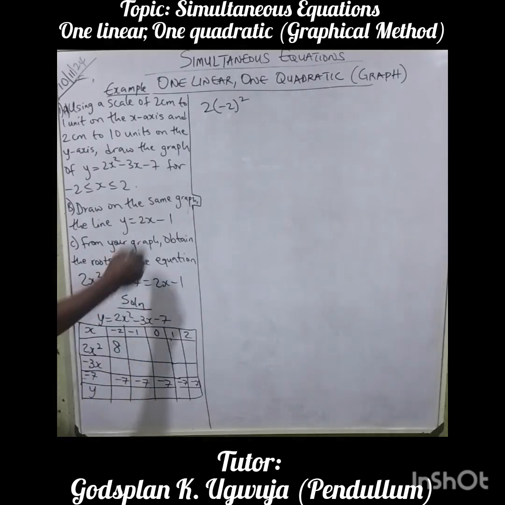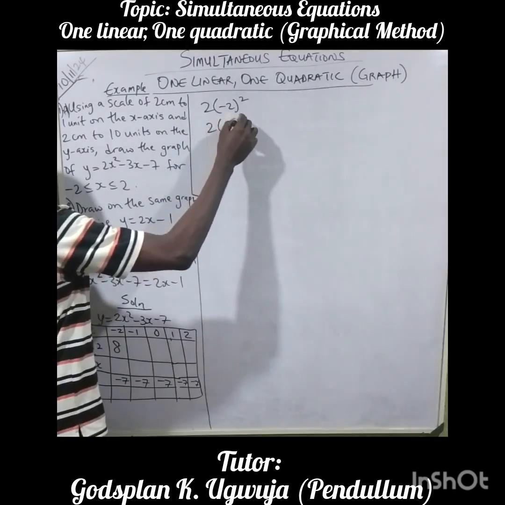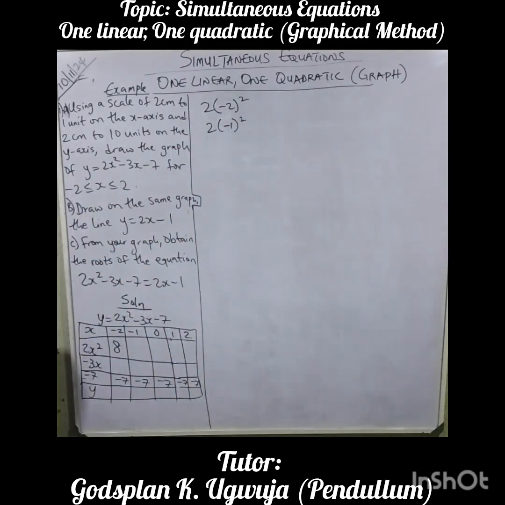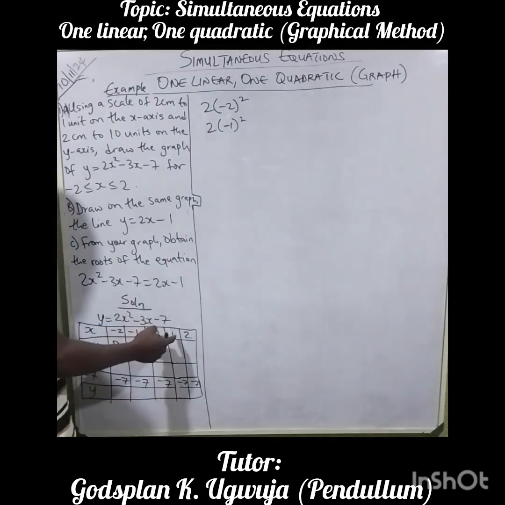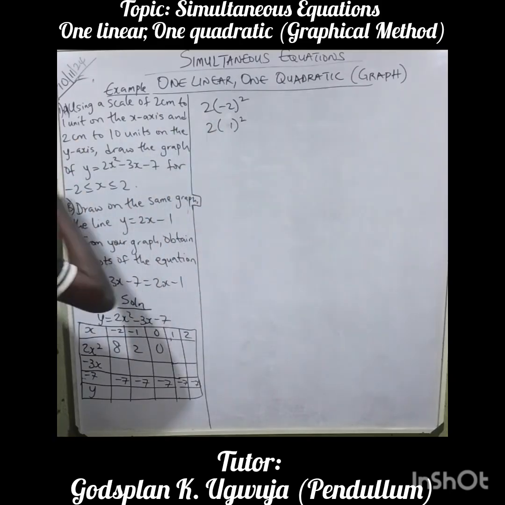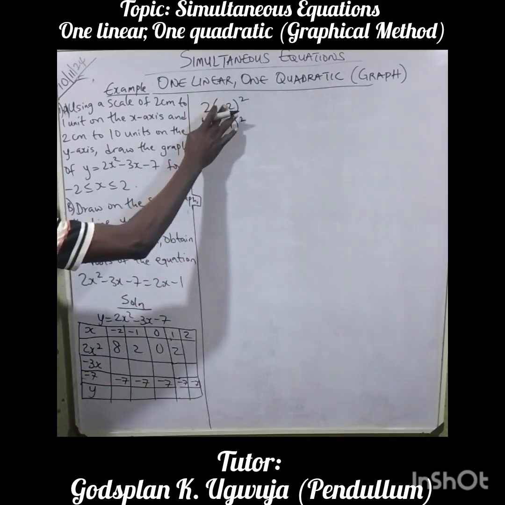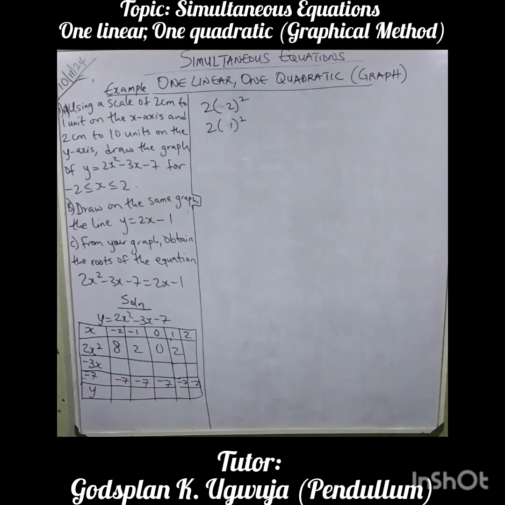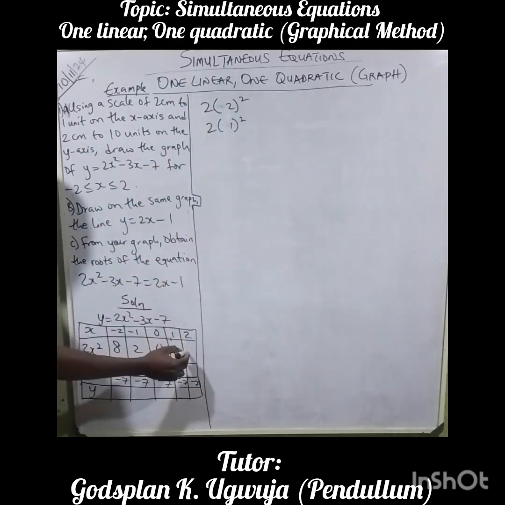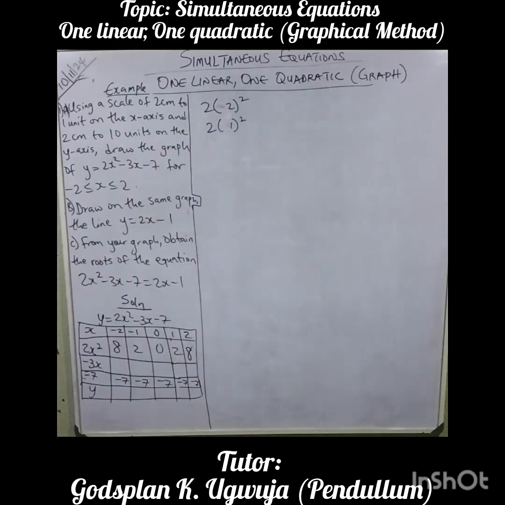Then when x is minus 1, you're going to have minus 1 squared, that is minus 1 times minus 1 is 1, and 1 times 2 is 2. Of course, if x is 0, that gives you 0. Then when x is 1, 1 squared is 1, times 2, 2. When x is 2, 2 squared is 4, times 2, 8. So that's for that row.